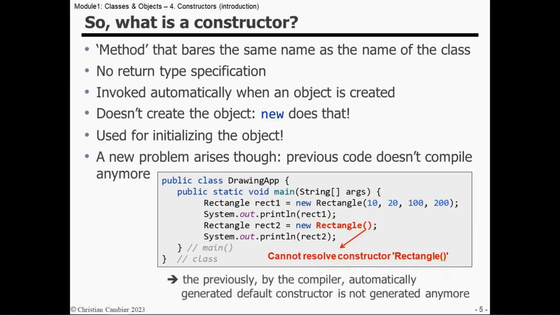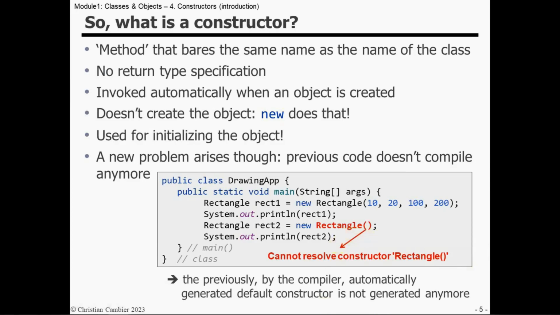Why is that? Well, it is that the previously, by the compiler automatically generated default constructor is not generated anymore. Before the discussion of these constructors, we never had a problem with new Rectangle without any arguments, and now all of a sudden we have. Why is that? Well, the rule is that as long as you don't implement a constructor yourself explicitly, then the compiler will automatically create what we call a default constructor for you. That is a constructor that doesn't have any parameters. So it can be invoked automatically without having to pass any arguments.